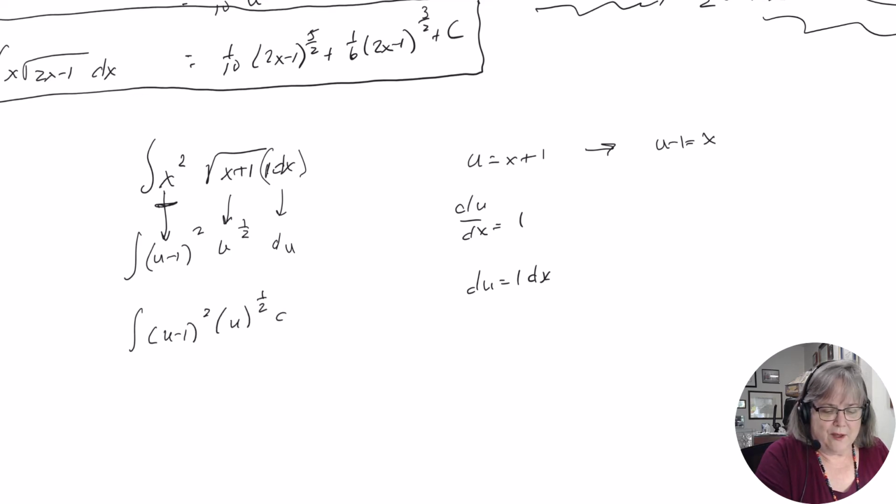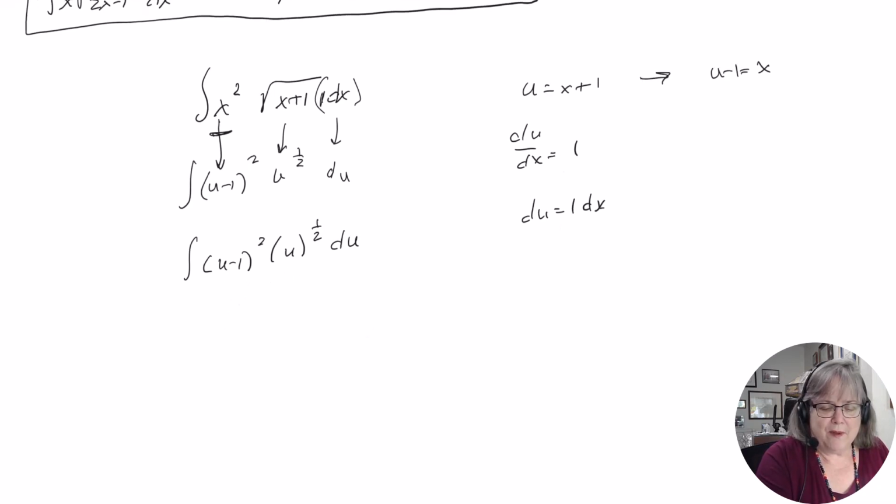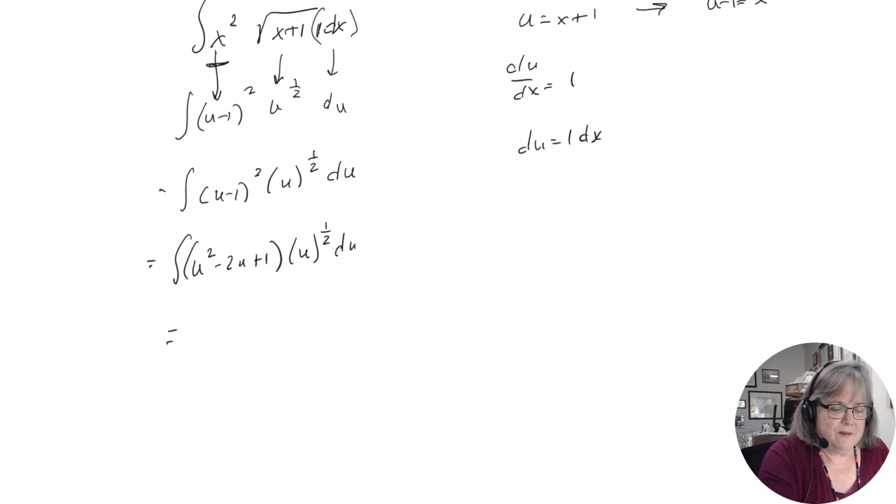Make it just a little bit cleaner so you can see it. Now you cannot multiply this inside, because remember your order of operations, you'd have to do parentheses and exponents first before you can multiply. So we'd have to expand this out, and this would be u squared minus 2u plus 1 times u to the 1/2. So this is the integral of u to the 5/2 minus 2u to the 3/2 plus u to the 1/2 du.